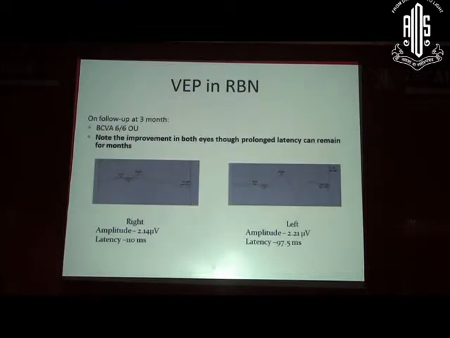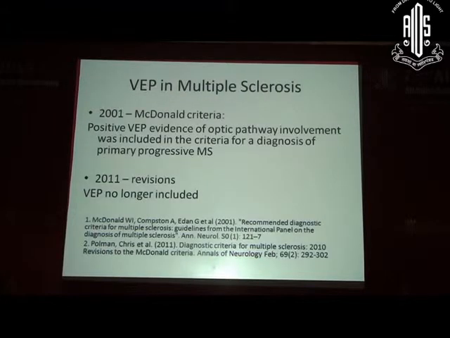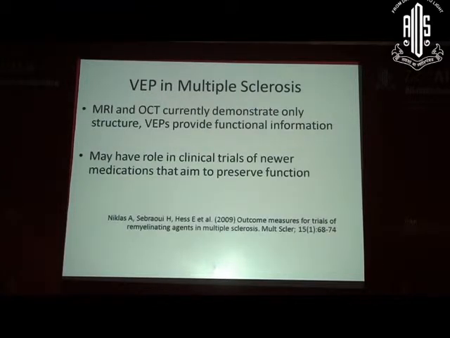On follow-up, you can see that there is an improvement in the latency in both the eyes, right eye and the left eye. So there was a subclinical involvement that has improved over time. Initially, of course, we're using it for optic neuritis, but in multiple sclerosis, it was initially used in the diagnosis, but is now no more considered essential as far as your diagnosis is concerned, but it helps us in optic nerve involvement. The MRI and OCT currently demonstrate only structural involvement, and VEPs are telling us about the functional involvement, and therefore may have a role when we're trying to look at medications that are preserving function over time.